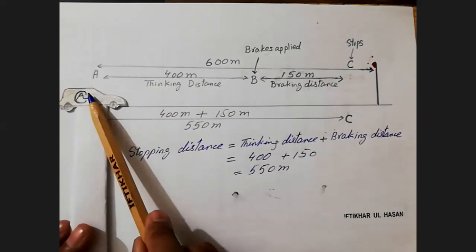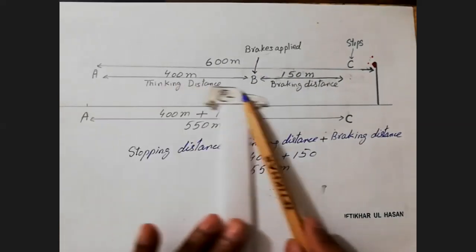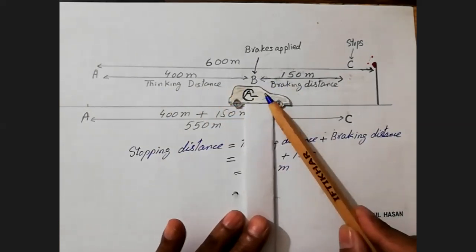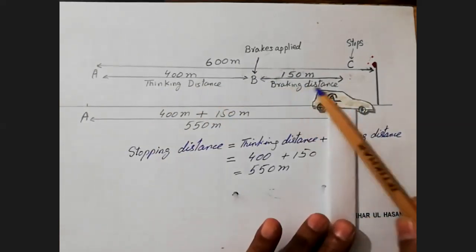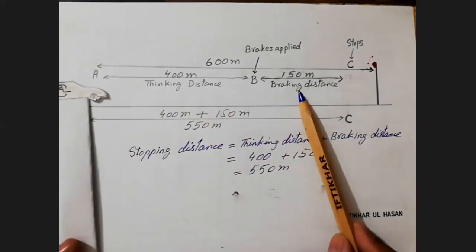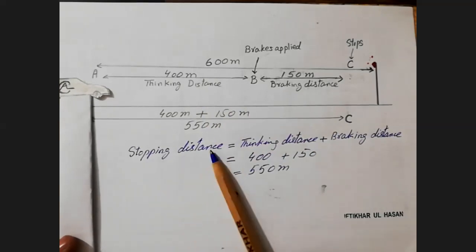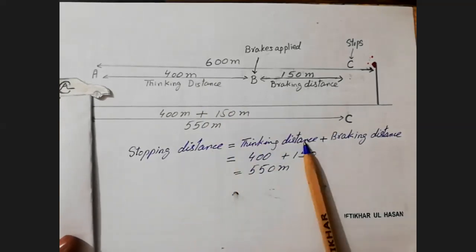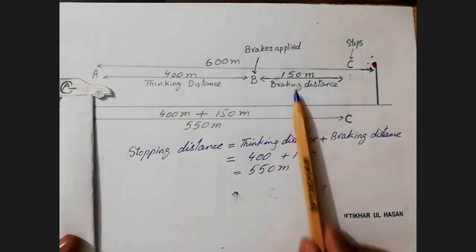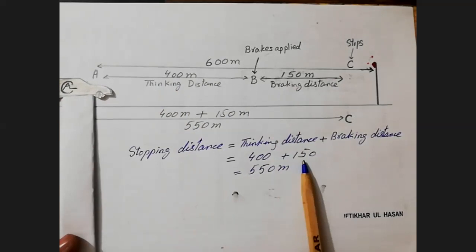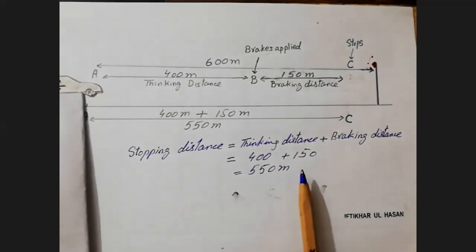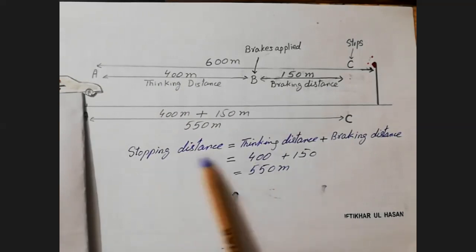Here he started thinking to stop. Here he applies the brake. So this is the thinking distance, and after application of the brake, he stops here. So this is the braking distance. The sum of thinking distance and braking distance is the stopping distance. Thinking distance was 400 meters, and I have taken the braking distance as 150 meters. So the total is 550 meters. 550 meters will be his stopping distance.